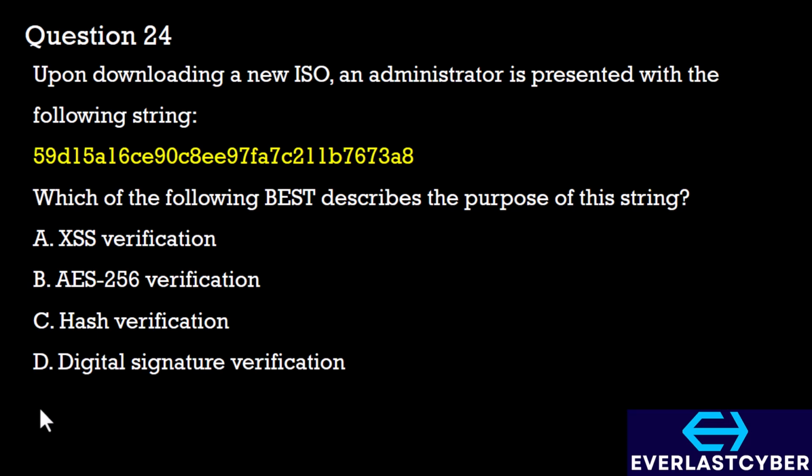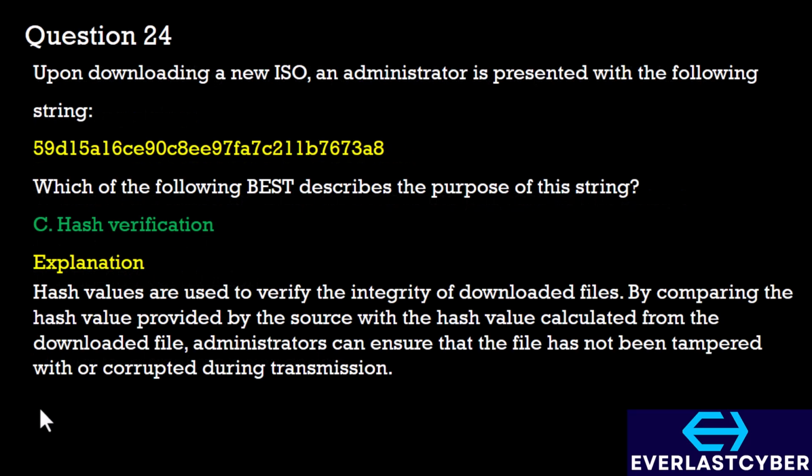not verify file integrity. Option C, hashing, is a process that takes an input and produces a fixed-size string of characters based on the contents of the file, while the digital signature verification involves the use of cryptographic techniques to verify the authenticity and integrity of a message that is signed by the sender. So in the case where the administrator is presented with this string, this is actually a hash value. So we'll be going with option C, the hash verification.